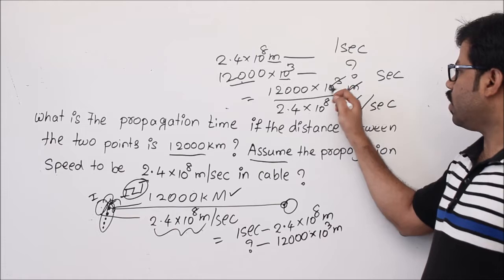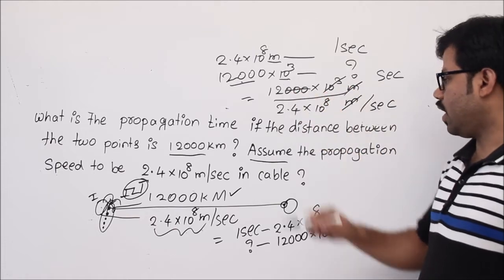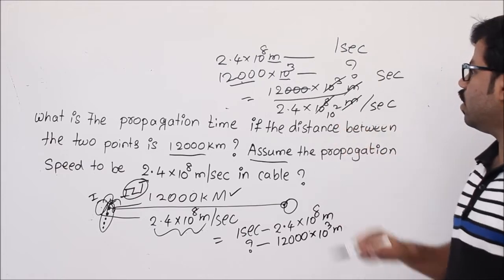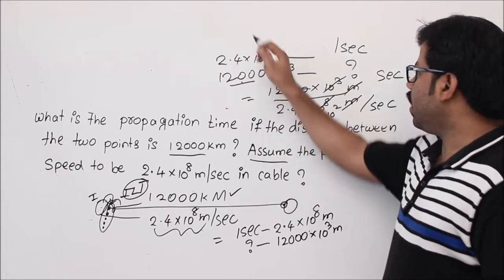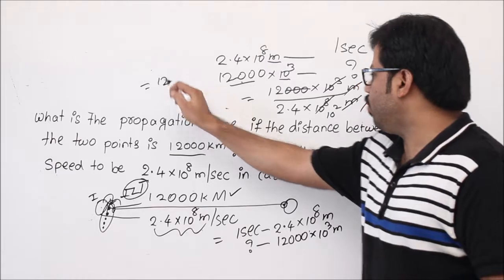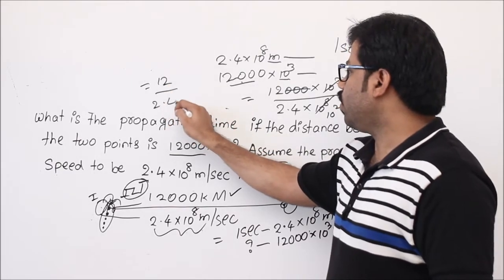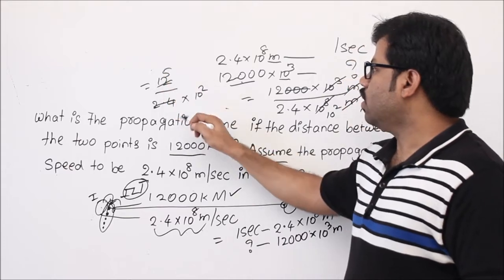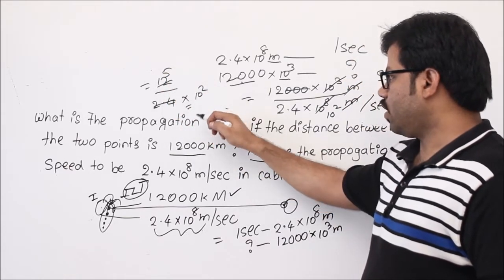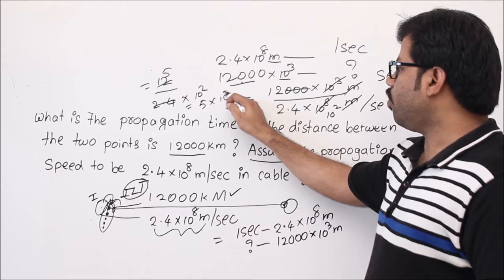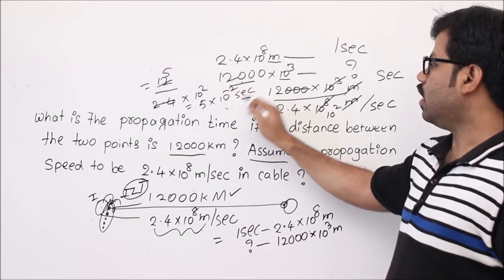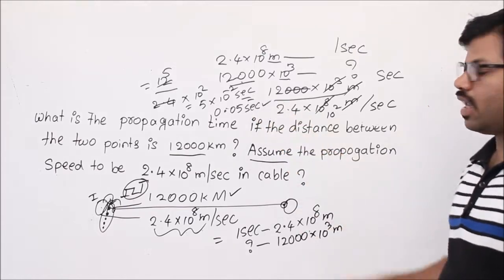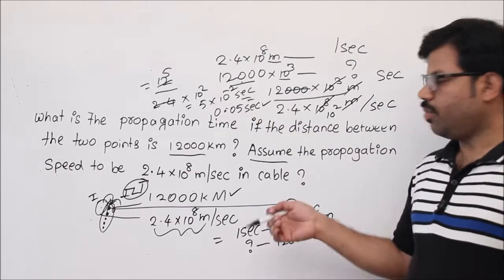So 10 to the power of 3 and this 10 to the power of 3 make 10 power 6, which will be cancelled with this 10 power 8, and the remaining thing is 10 square. So here the remaining thing is 12 by 2.4 into 10 to the power of 2, which is 5 by 10 square, that is 5 into 10 to the power of minus 2 seconds. That is nothing but 0.05 seconds. In that way we can calculate the propagation delay of the message.